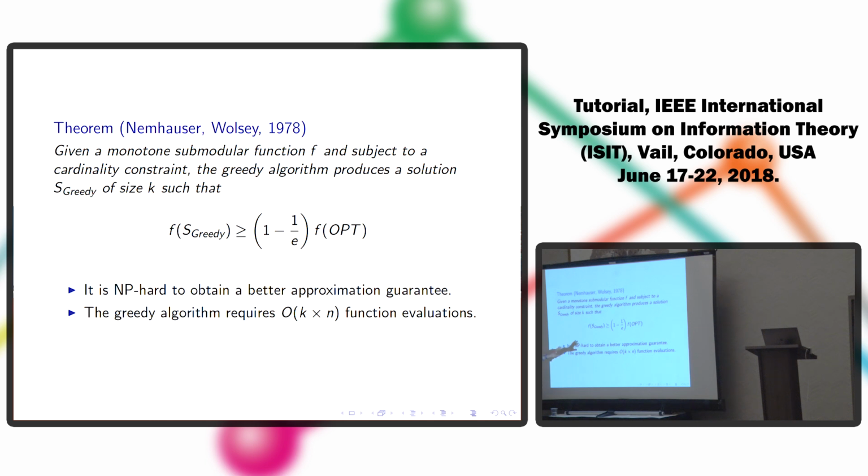And actually, you can show that information theoretically, you have to make exponentially many queries in order to get a better approximation guarantee than this. And the number of oracle evaluations is going to be basically k times n. You have n elements, you go k times over the data, so the number of evaluations is going to be k times n.